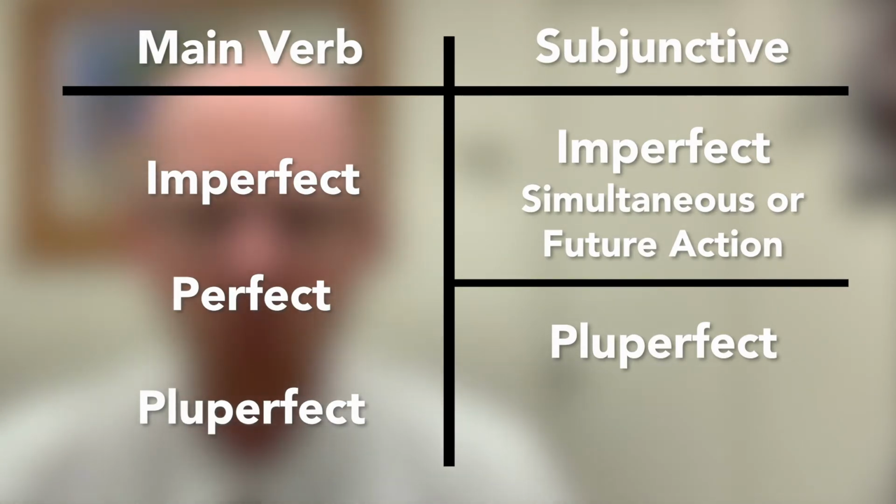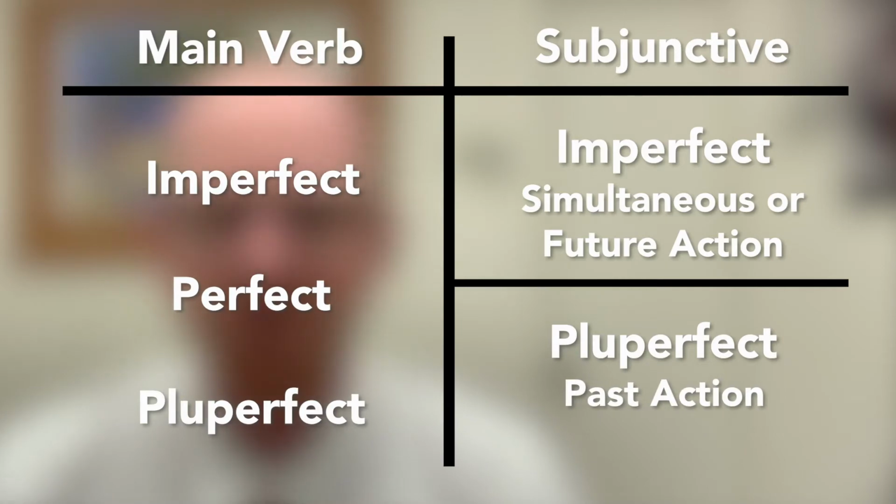So in the purpose clause example, the imperfect subjunctive is used because the students had to attend school before they could learn Latin. If the action of the subordinate clause happens before the action of the main verb, then the pluperfect subjunctive is used in secondary sequence. So let's look at our examples again.